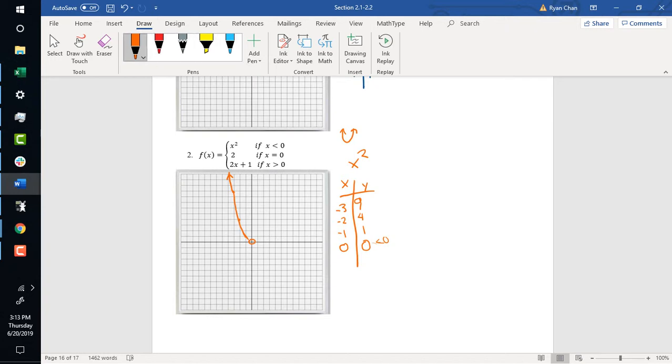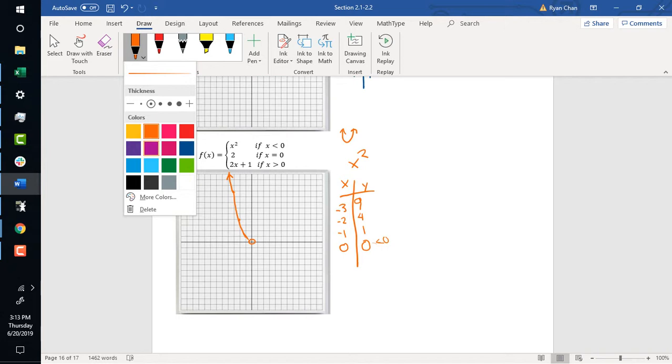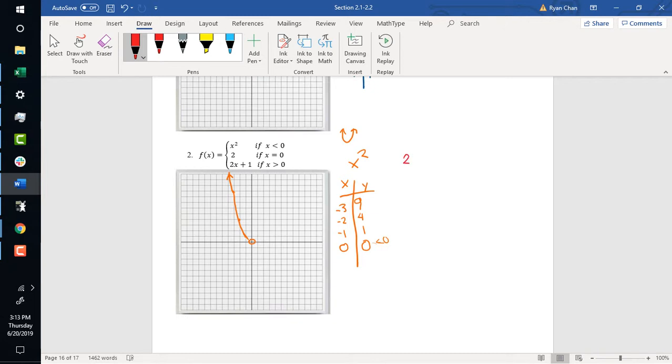Okay, let's look at 2. So notice I have x and y. I only have one value, which is 2. And when x is 0, sorry, my bad, when x is 0, y will always be 2. Okay? This one will be a closed circle. So I go 0, 1, 2.